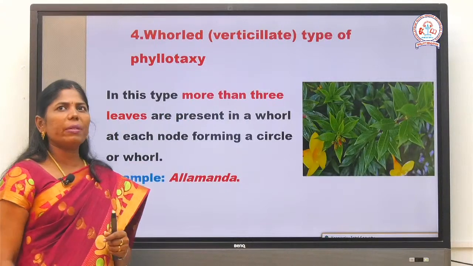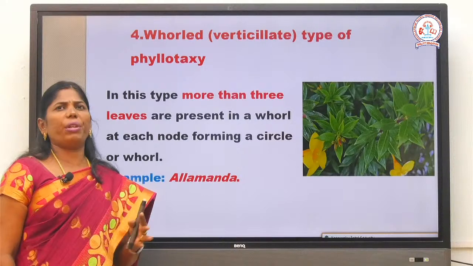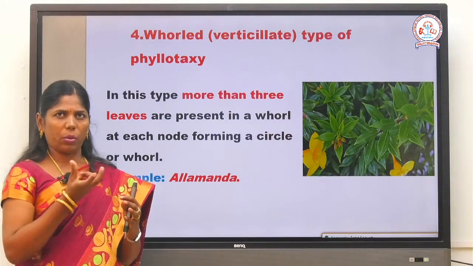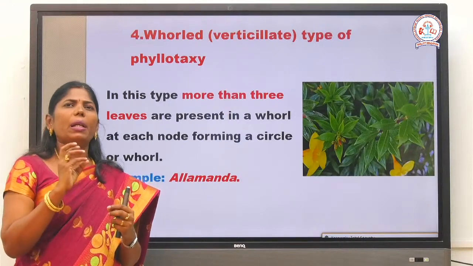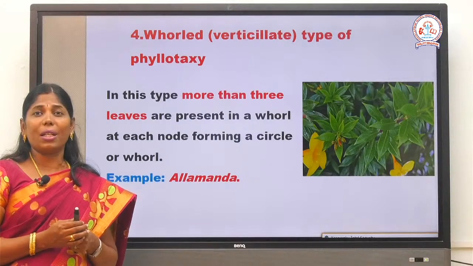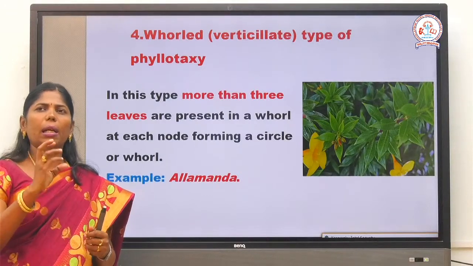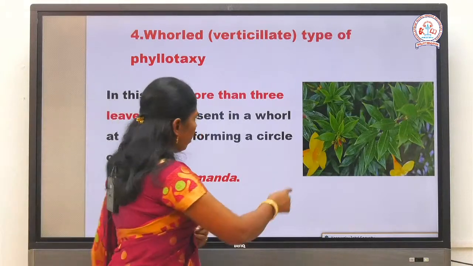Another one is the whorled or verticillate type of phyllotaxy. Here more than three leaves are formed. Whorled means the leaves are arranged fully surrounding the node. More than three leaves are present at each node, forming a circle or ring. That is Alamanda. We can see it in the Alamanda leaves.